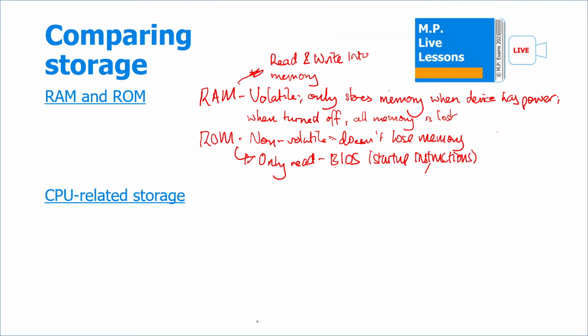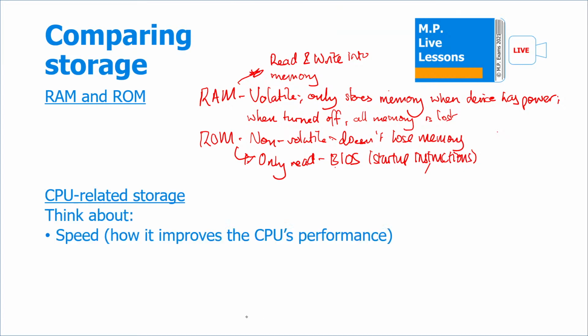Now we've got CPU storage, and these are a few things you can consider to improve the CPU's performance or its overall benefits. The things we talked about were RAM versus cache and the registers as well.